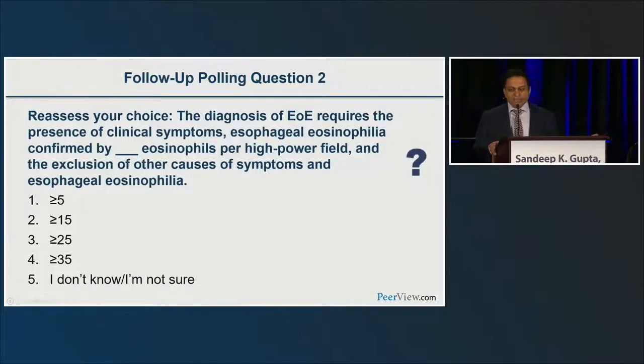So it comes to our second question. The diagnosis of EoE requires presence of clinical symptoms, esophageal eosinophilia, and the exclusion of other causes of esophageal eosinophilia. What eosinophil count per high power field is needed to diagnose EoE? 5 or more, 15 or more, 25 or more, 35 or more, or I'm not sure.